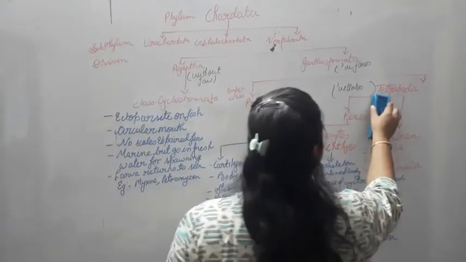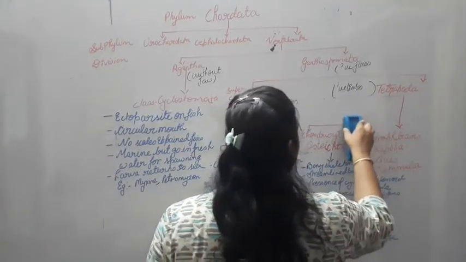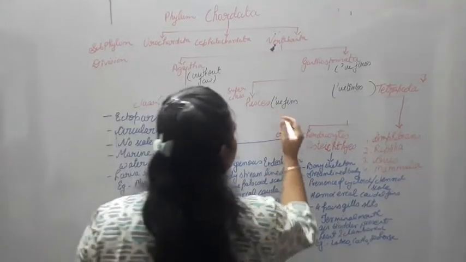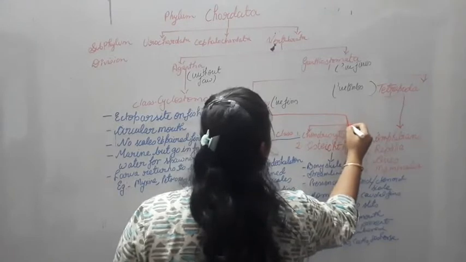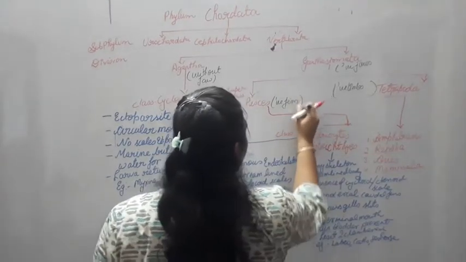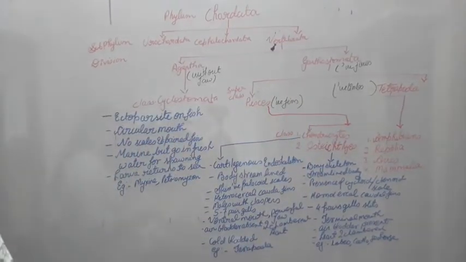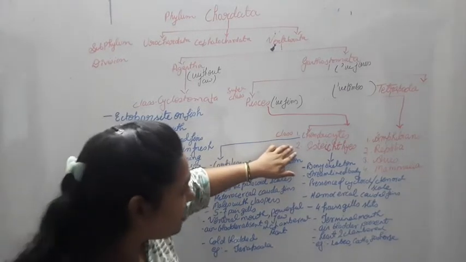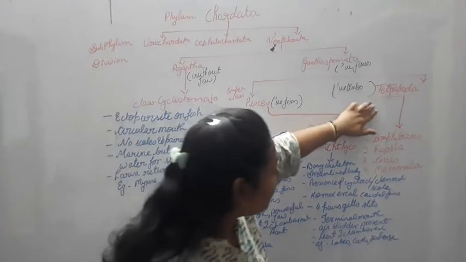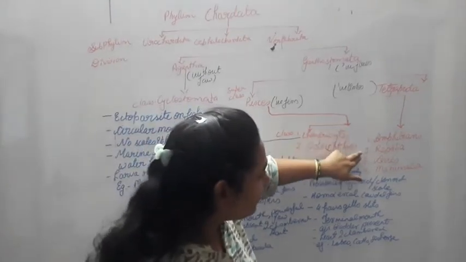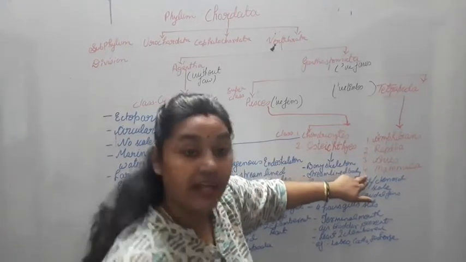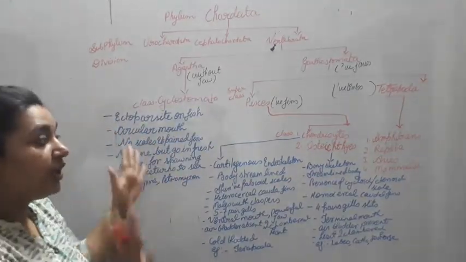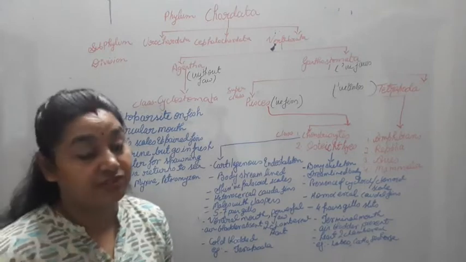Pisces are divided into two parts, Chondrichthyes and Osteichthyes. Further, Tetrapoda are Amphibia, Reptilia, Aves and Mammalia. So let us see them one by one, what characteristic features they all have.